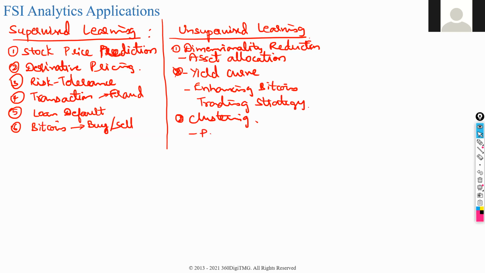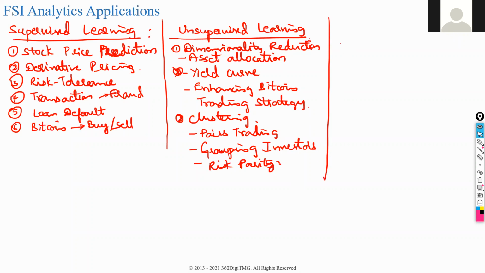You learn how to cluster in the space of pairs trading. There is something called pairs trading. Then you'll understand how you cluster or group investors. Okay. And there is something called risk parity. Risk parity. How do you look at this?